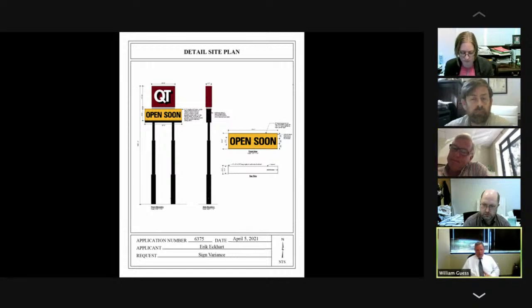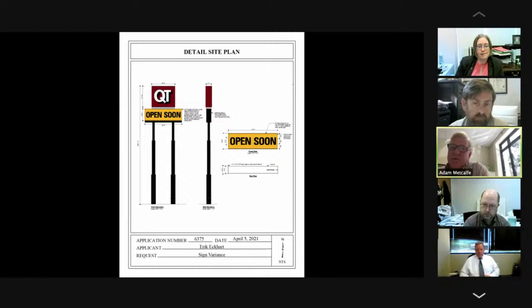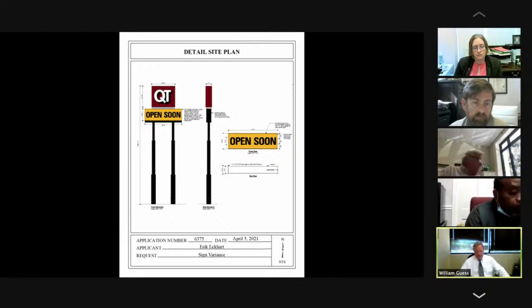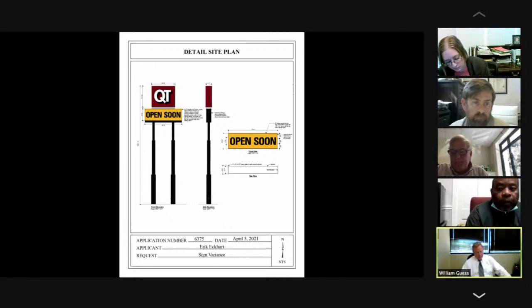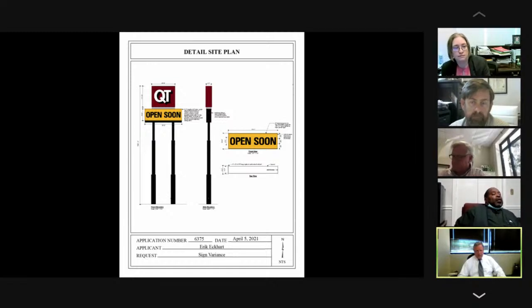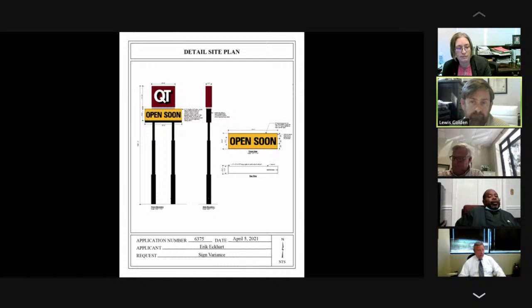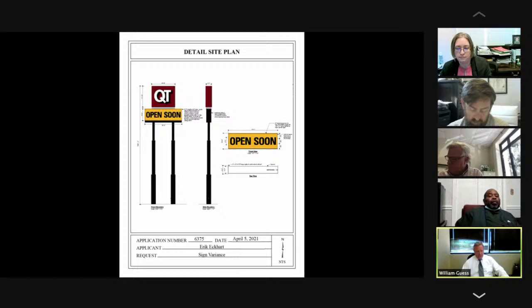Okay, and the time limitation on the temporary? I don't think it's necessary. I don't have one. They're gonna move as soon as they can, so I'm not worried about that. Okay. Second. I have a motion with a second with conditions. Any further discussion? All those in favor of the motion say aye. Aye. Aye. Aye. Anyone opposed? Okay, motion carries. Thank you.